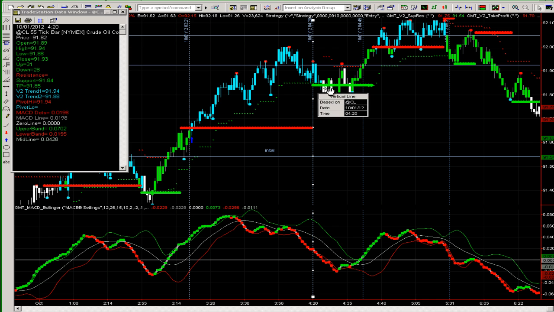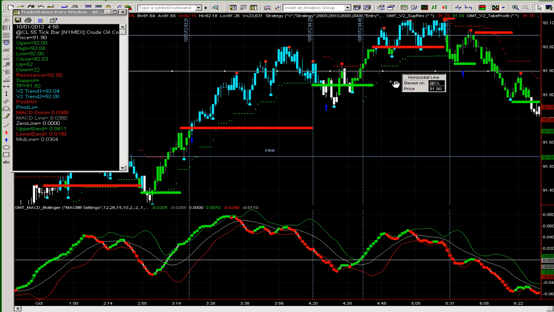So on a long, we're looking for support to print. Obviously, if you've got a 5 pip stop or 5 point stop, you're knocked out here. But basically, if that had held that level, then your next level would have been there, and then eventually you would have got taken out. So I usually work my stop a couple of points below the support level.